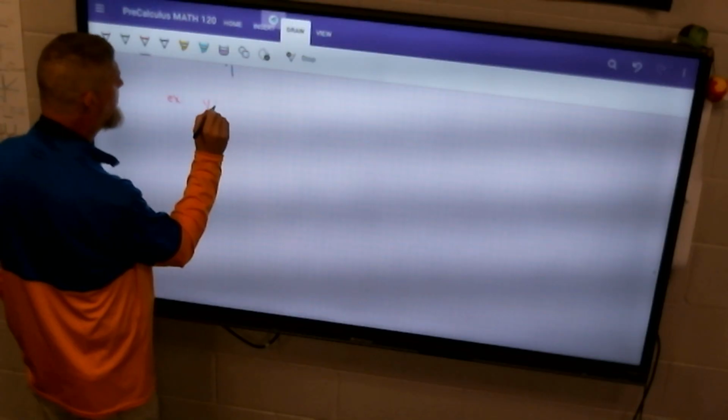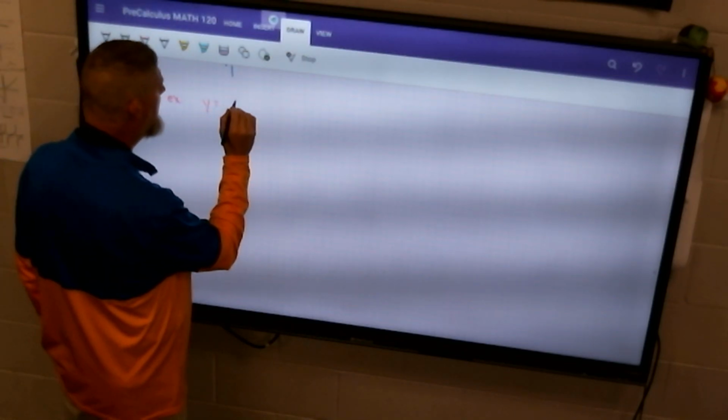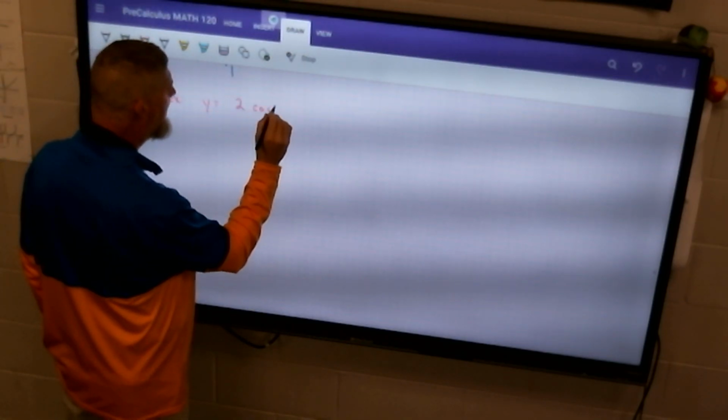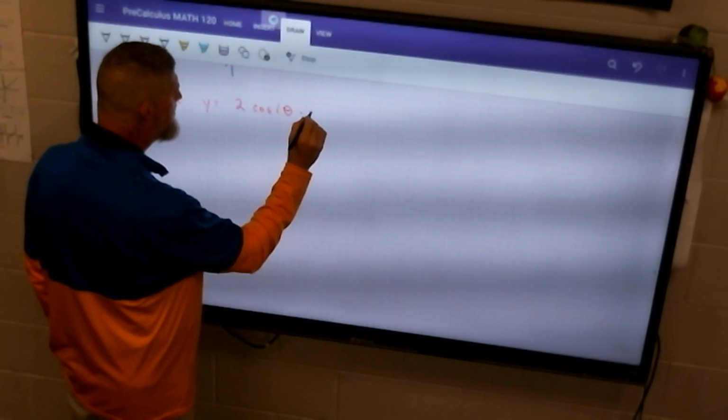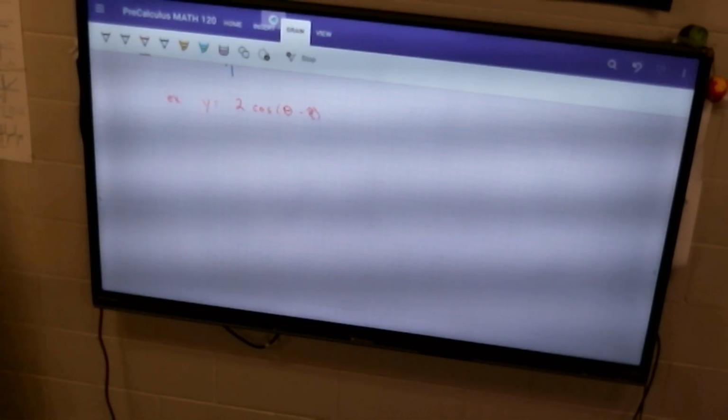Let's go y equals, and let's make a couple changes to this one. Actually, let's make all of them the complicated one. So we'll do y equals 2 times the cosine of theta minus pi over 2, plus 2.